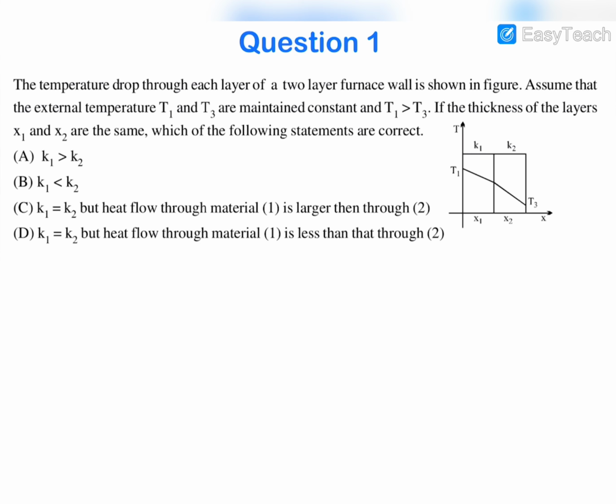So in this question number 1, you can see that this is a wall which has two layers, this and this, and the temperatures of these two ends of the wall are fixed. They are constant. It is constant at temperature T1 and it is constant at temperature T2. The thickness of the layers is x1 and x2, and we have to choose the correct option.